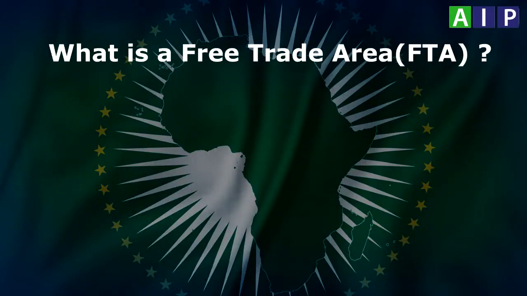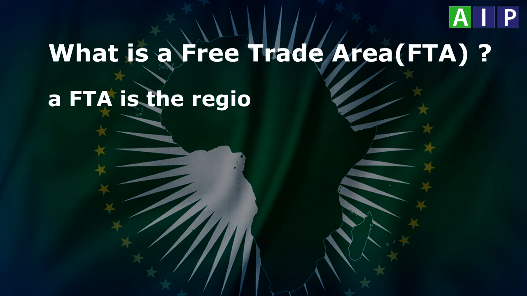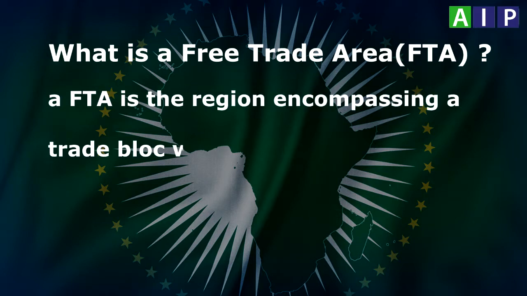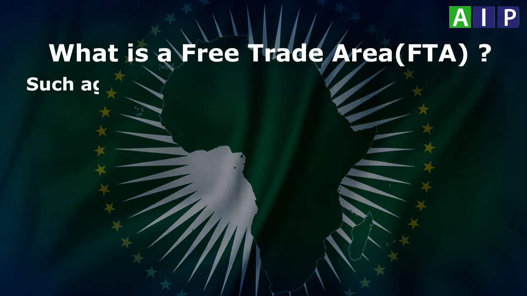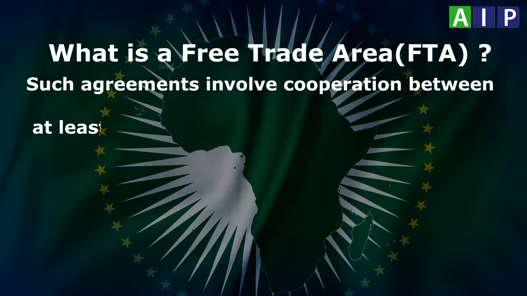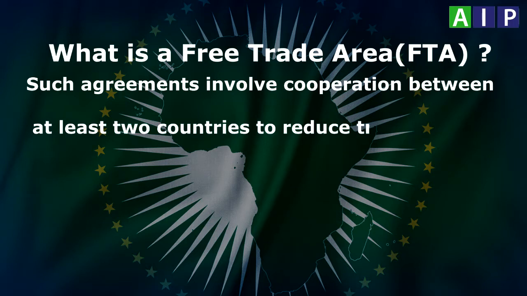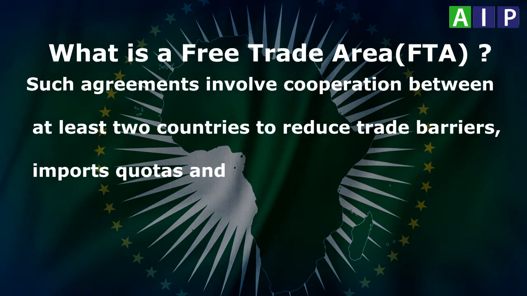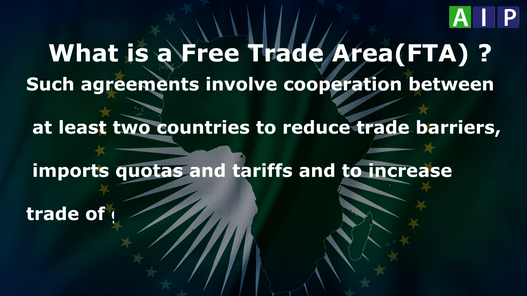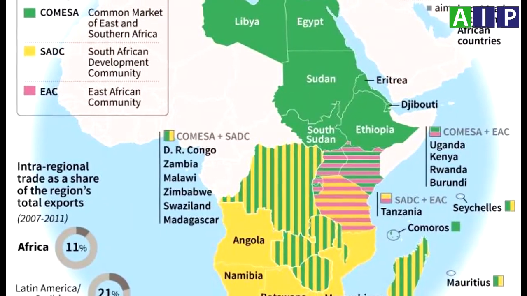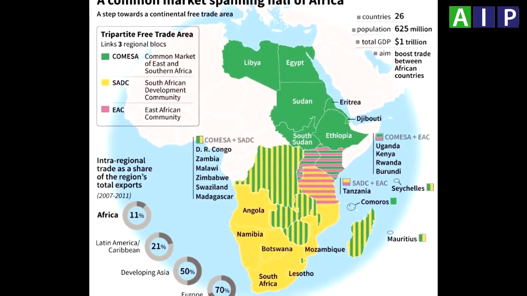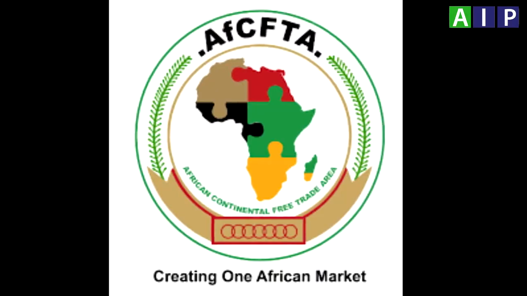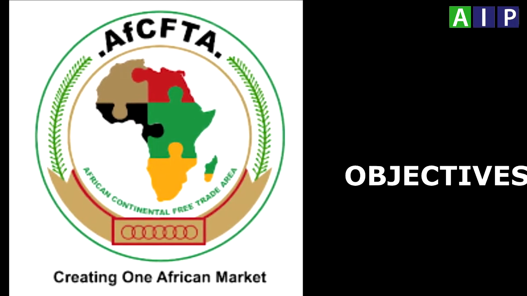So what is a free trade area? A free trade area is the region encompassing a trade bloc whose member countries have signed a free trade agreement. Such agreements involve cooperation between at least two countries to reduce trade barriers, import quotas and tariffs, and to increase trade of goods and services with each other. In this case, it is not about one or two countries, it is about the whole continent. 55 countries.